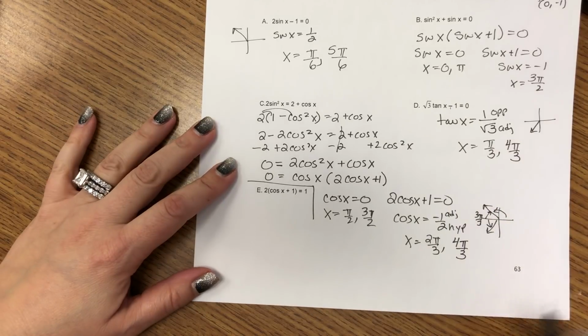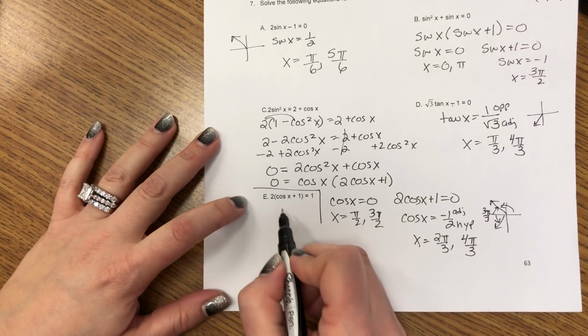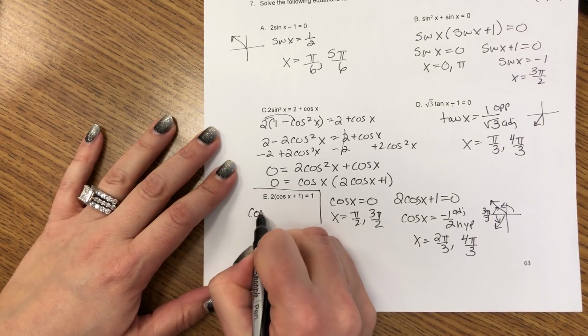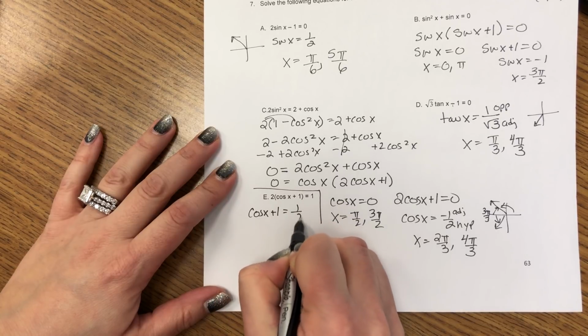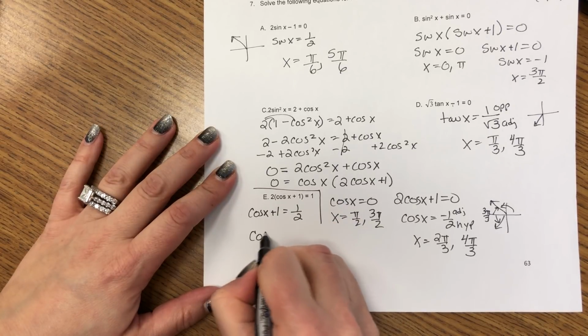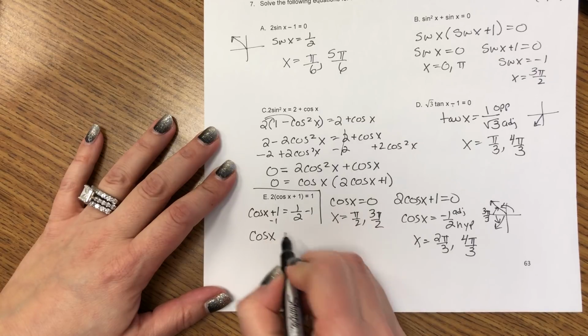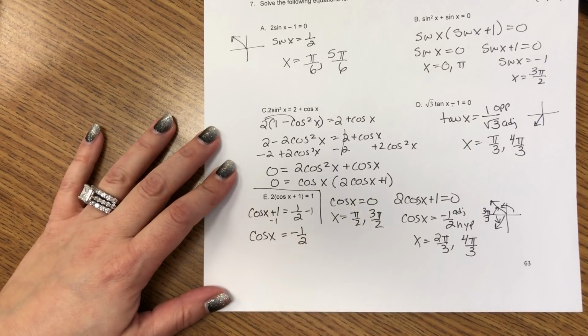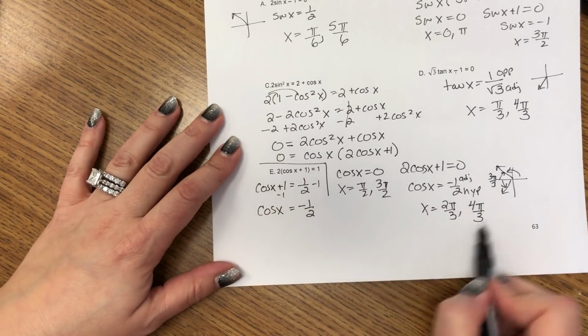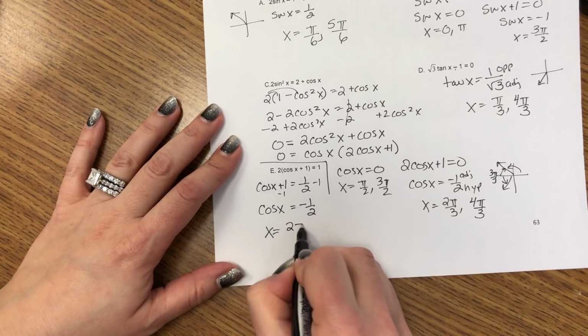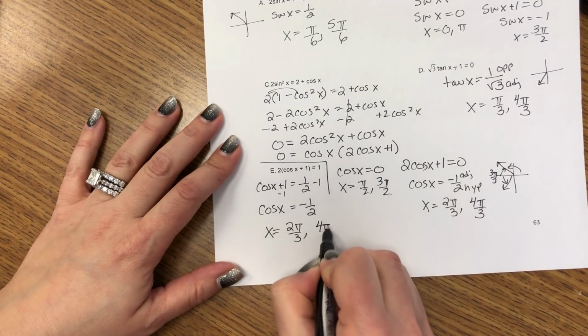And last but not least, and I'm going to do it with a few minutes to spare, I'm going to divide by 2. Subtract 1. So positive 1/2 minus 1 is negative 1/2. We already have these answers. That is 2 pi over 3 and 4 pi over 3.